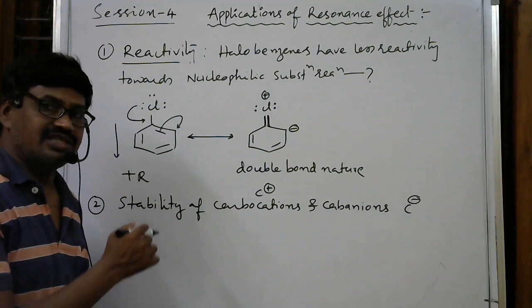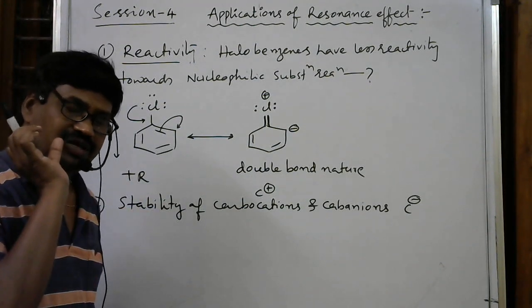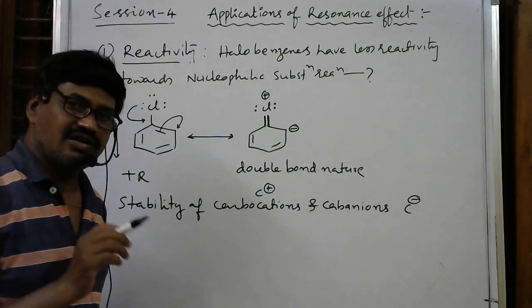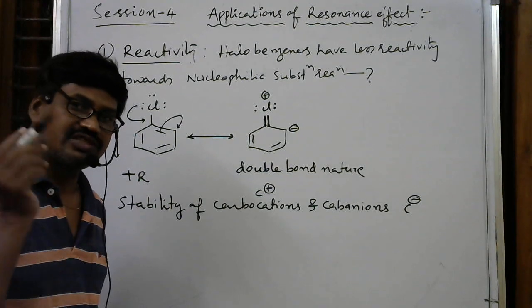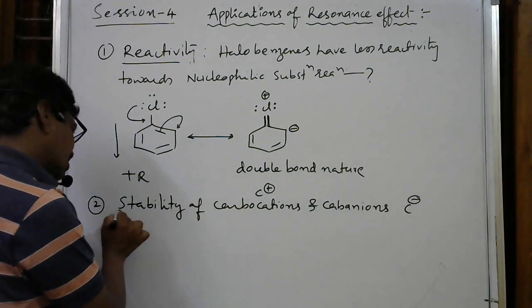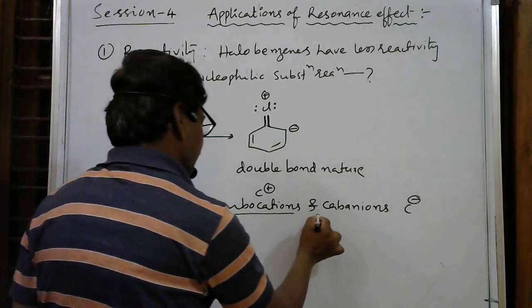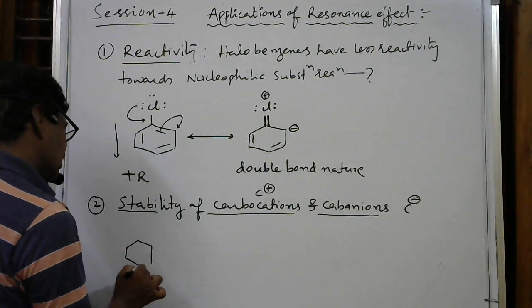aromatic nature, because there should be a conjugated system. In alkyl halides, the secondary, tertiary and primary alkyl carbocations, there is no conjugated system, so we have to consider the plus I effect or minus I effect. But here, because of the conjugated system, we should take only this kind of explanation, like this example.